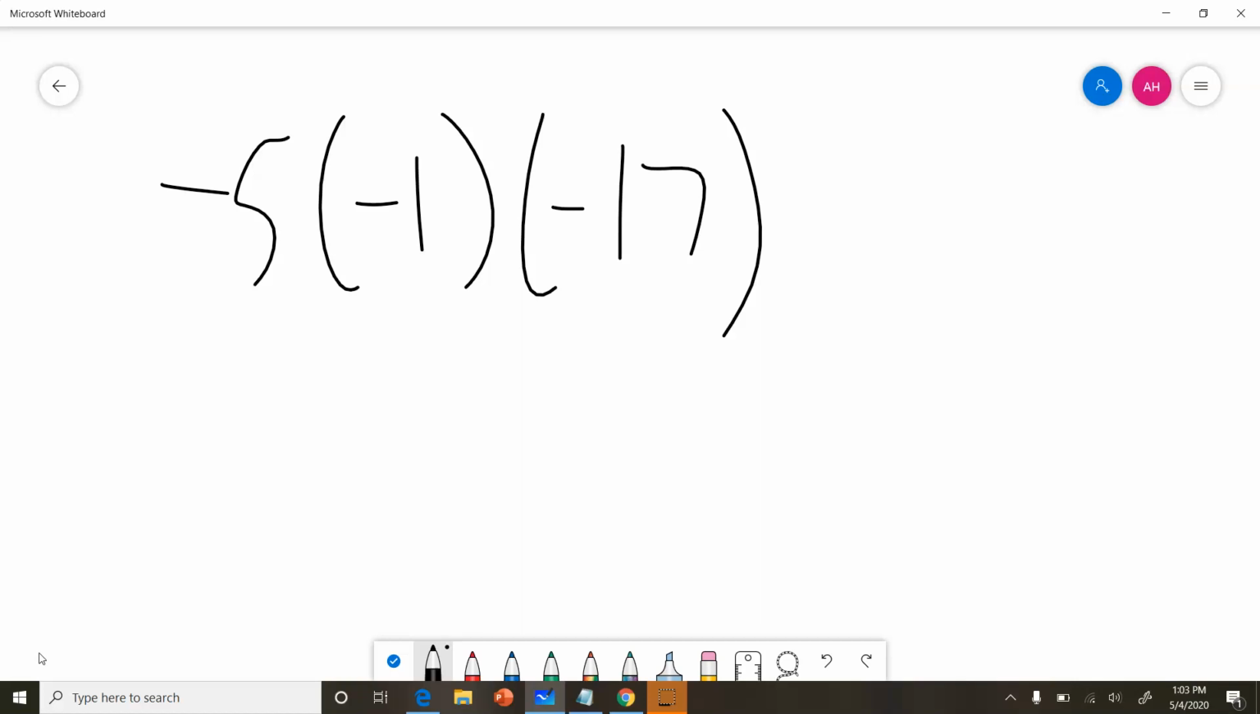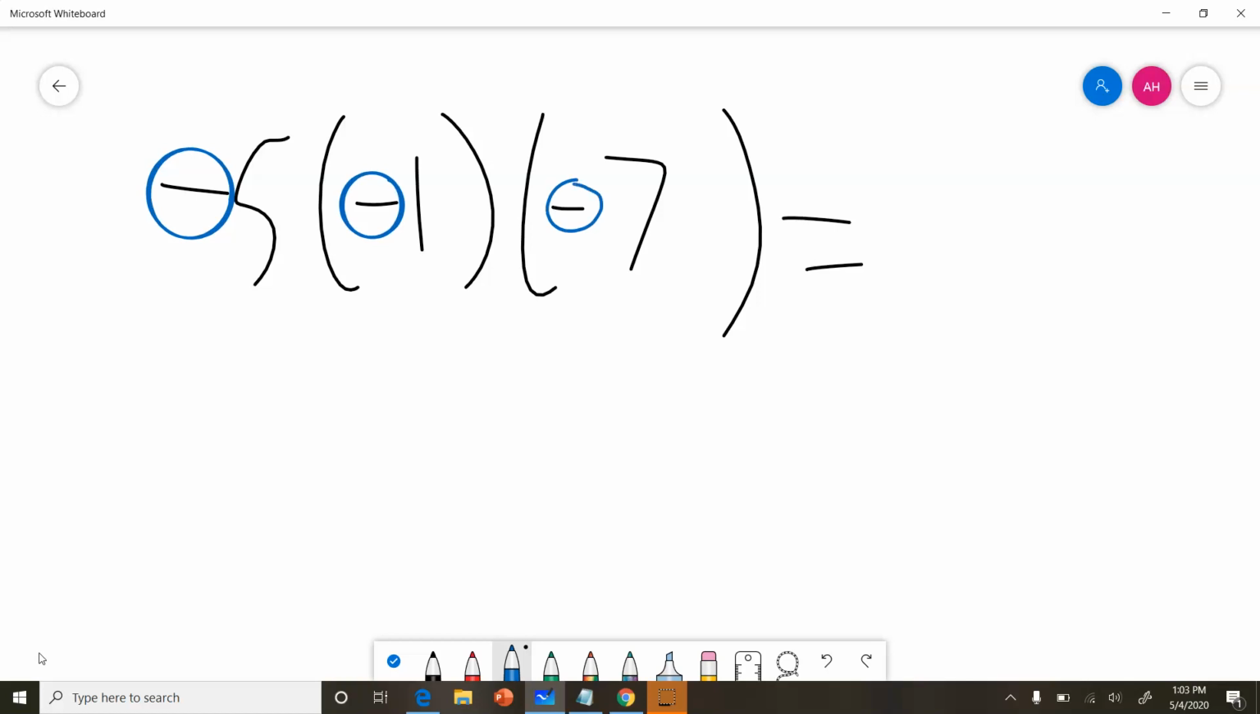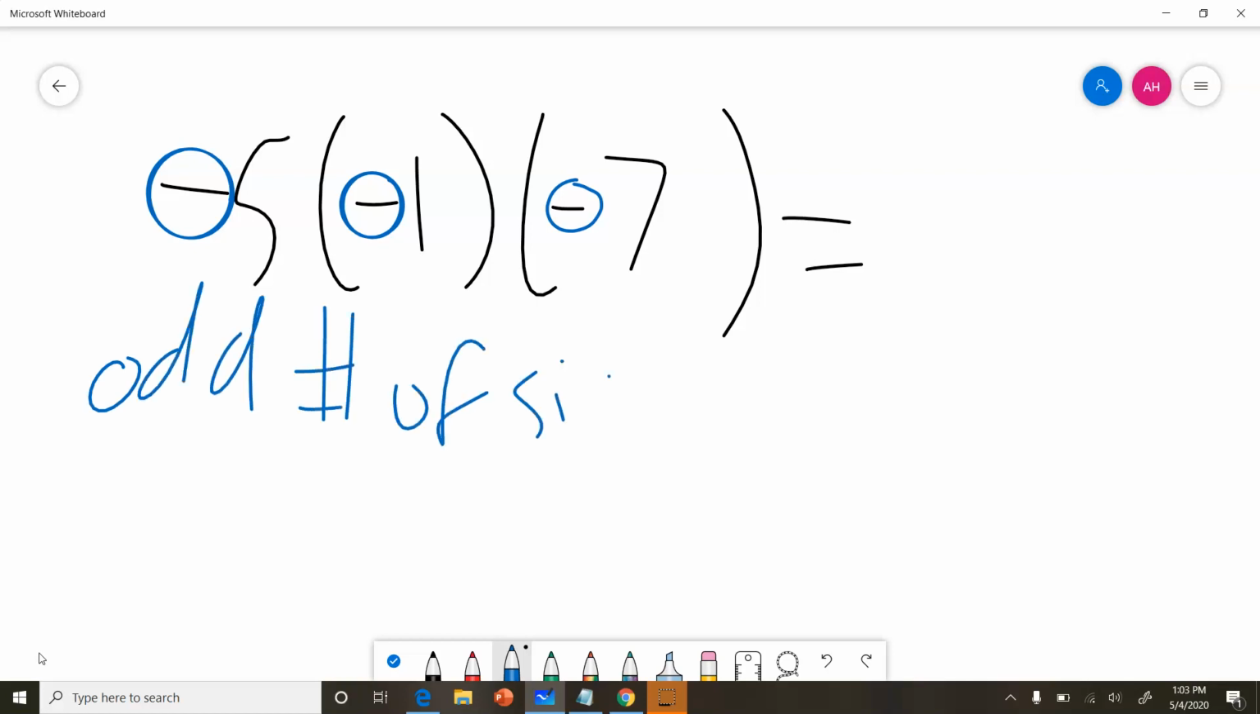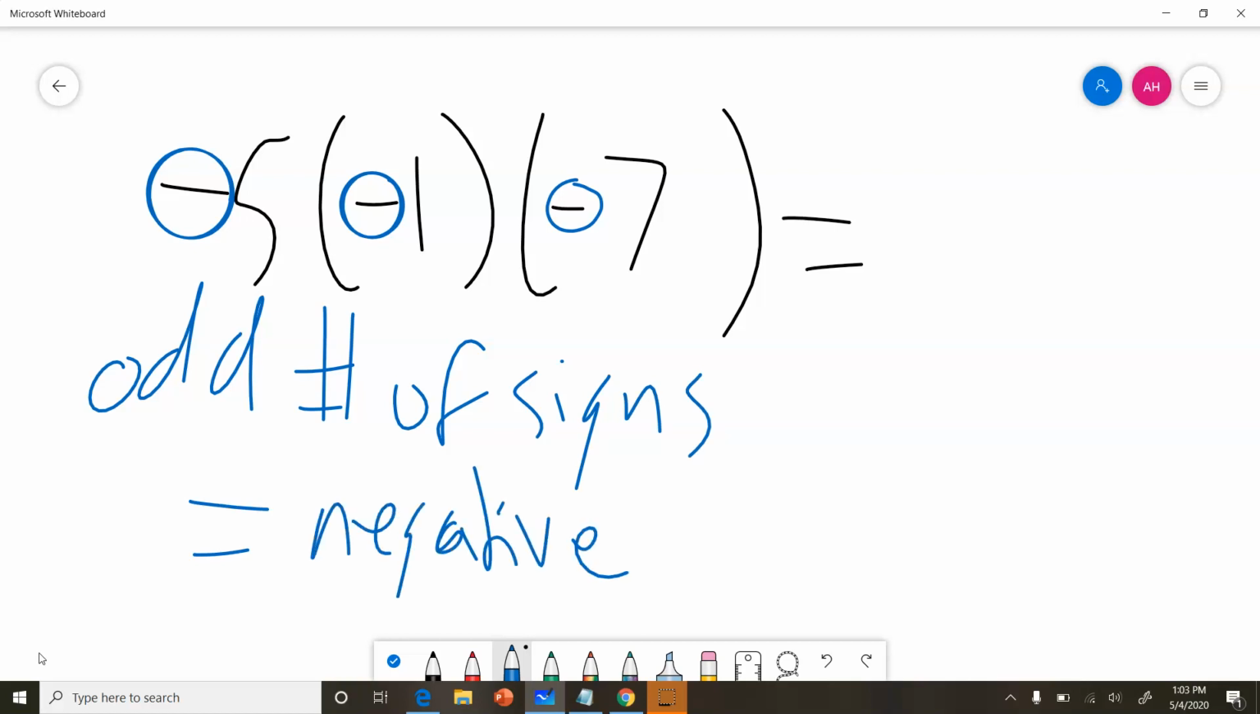Okay, there's one example. Let's do another one that gets a little harder like this. Let's do this one. Negative 5 times negative 1 times negative 7, times negative 7. Okay, now here I look. How many negative signs do I have? I have 1, 2, 3. Okay, now this is where our other and our final rule comes in. Odd number of signs equals negative. Okay? It's an odd number. There's 3. So what would happen when I multiplied negative 5 times negative 1? Let's say I just did that one first. I'm going to get an answer of what?